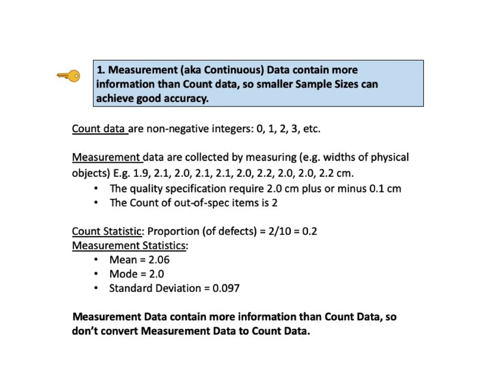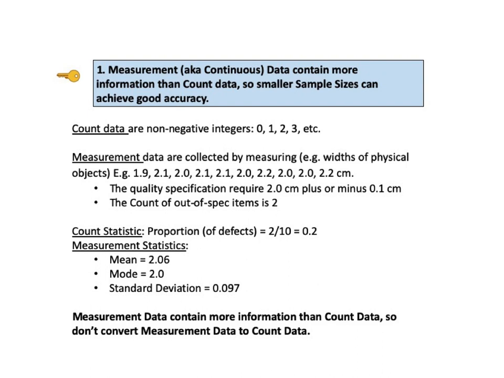For example, these measurements in centimeters were collected on the diameters of 10 holes drilled in a manufacturing operation: 1.9, 2.1, 2.0, 2.1, 2.1, 2.0, 2.2, 2.0, 2.0, and 2.2 centimeters. The quality specification limits state that the hole must be 2.0 centimeters plus or minus 0.1 centimeter, otherwise it's a defect. Now, if you can't capture sample data as measurements, don't convert it to count data. Information is lost in converting measurement to count data.